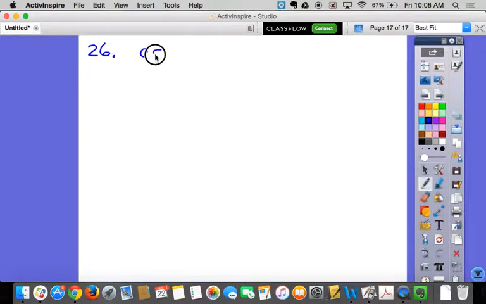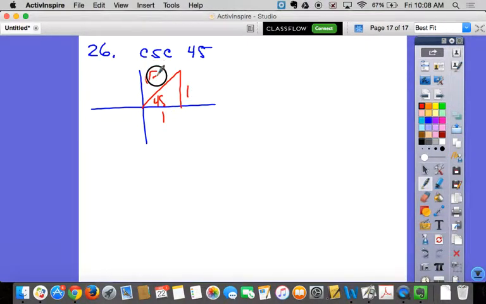26. Cosecant of 45. Once again, draw it in standard position. It's just the best habit to have. 45 degrees, 1, 1, square root of 2. And I don't think in cosecants, I'm thinking in sine. Sine of this thing is 1 over square root of 2. Now don't rationalize it because you're fixing to flip it. When you flip it, it just becomes square root of 2. So that's option D, and you're done.